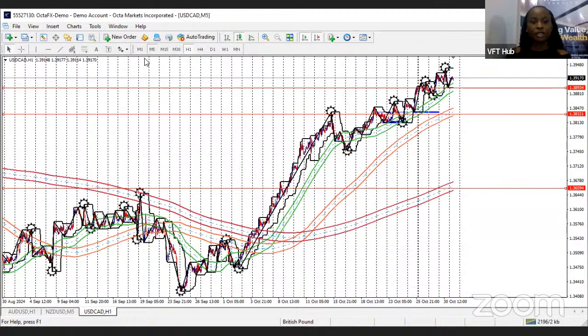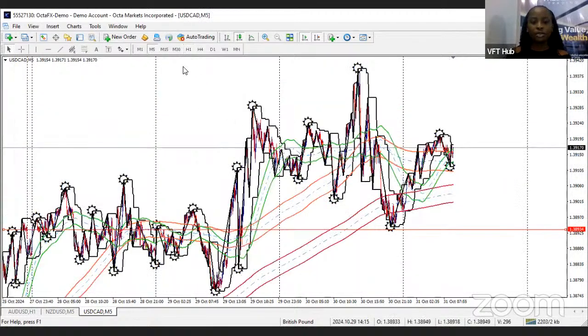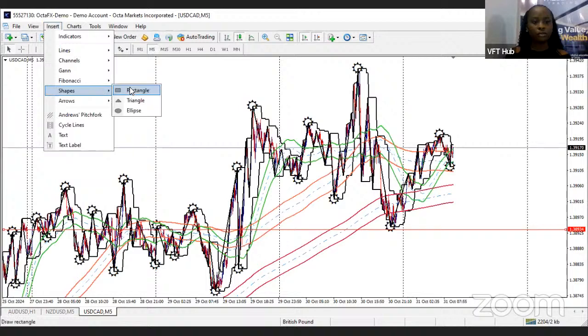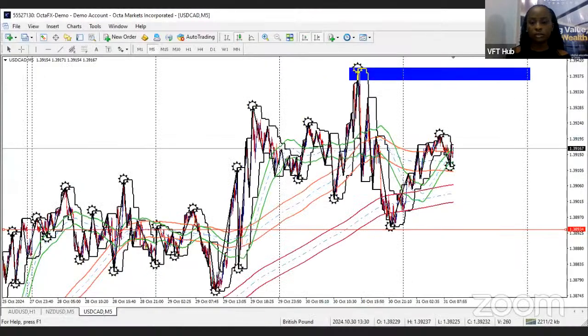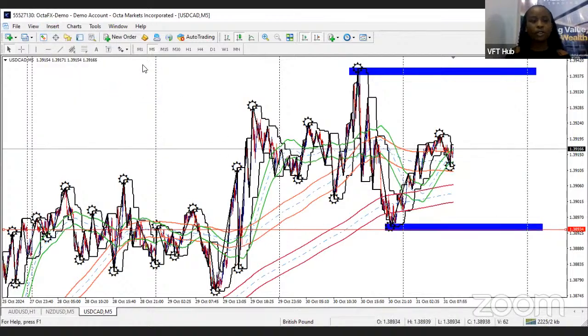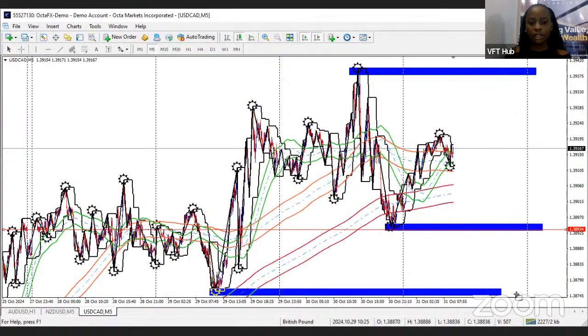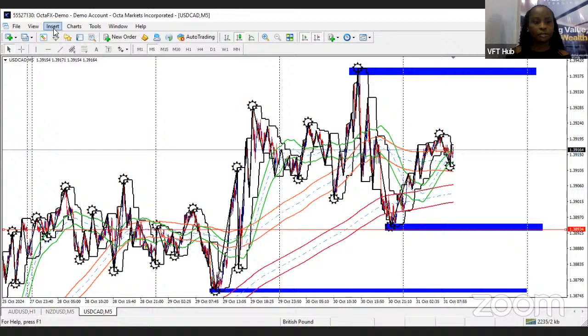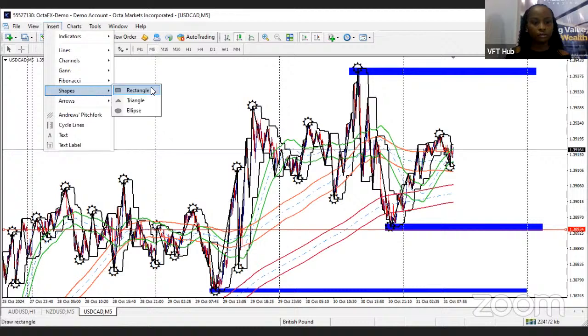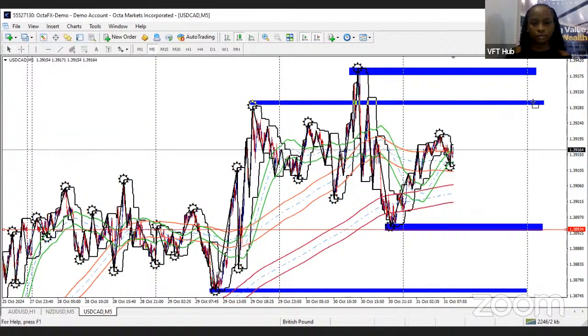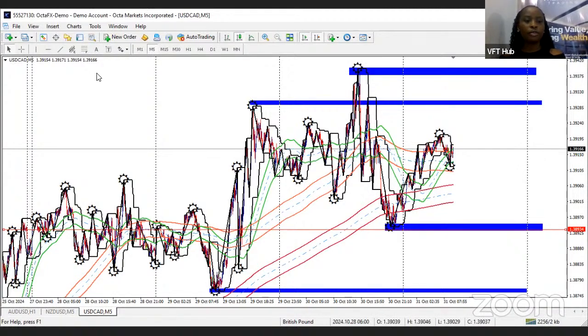M5 time frame, what am I doing? Marking out four basic levels. POI1, and POI2, which is in confluence with the H1 point of interest. POI3, right here. POI4. I'm expecting short-term sells from the H1 time frame.